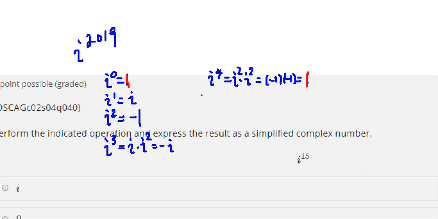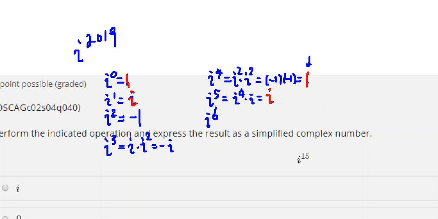Let's continue. So i to the power 5. i to the power 5 is equal to i to the power 4 times i, right? What is i to the power 4? We just found it. It's just 1. So 1 times i is just i. Well, another coincidence, don't you think? Actually, it's not a coincidence. That's the pattern that we try to discover.